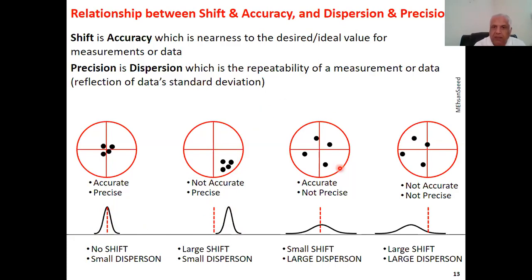Let's take this case. If we take the mean of this data, it is almost in the middle. So we say either there is no shift or very small shift, which means it is an accurate shoot. But look at precision, look at dispersion. It is all over the place. In fact, the bell curve is sitting on the middle, but it is flat. It has collapsed. Why has it collapsed? Because of large dispersion, in order to preserve the area under the curve, it has collapsed. So it is a fat and short bell curve.